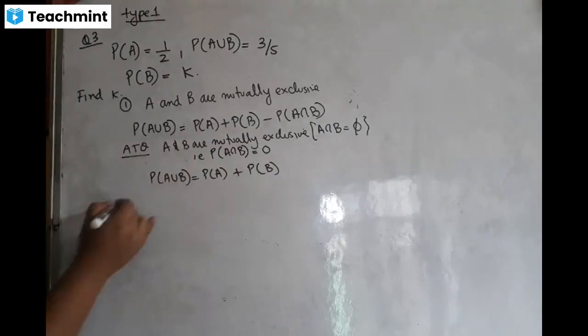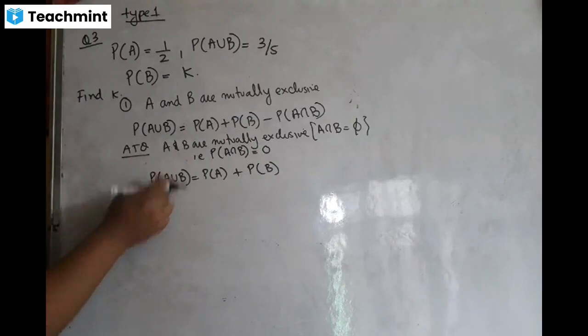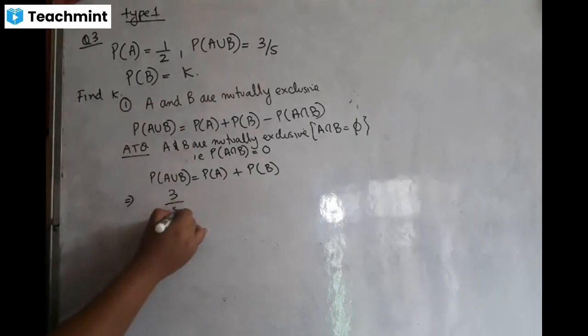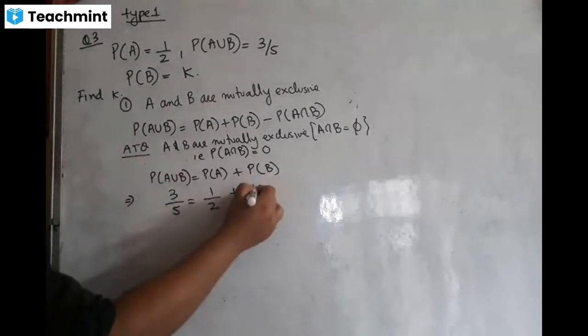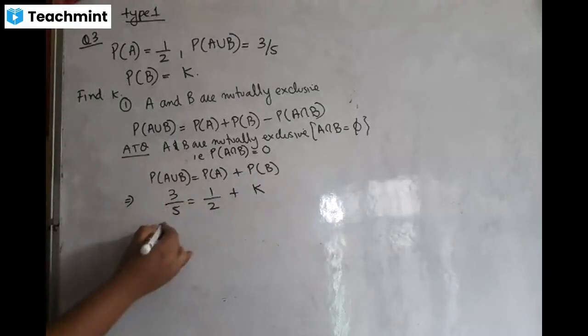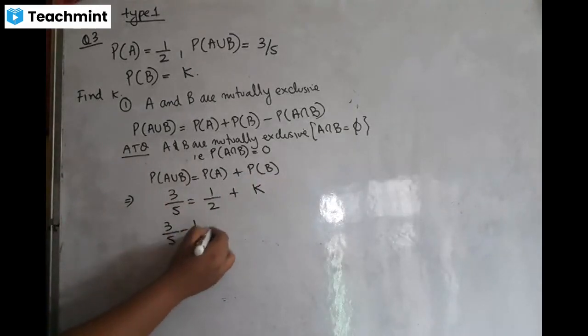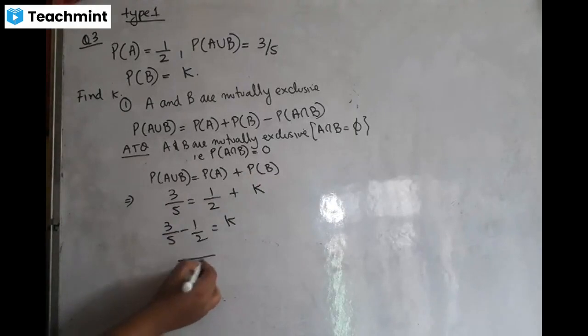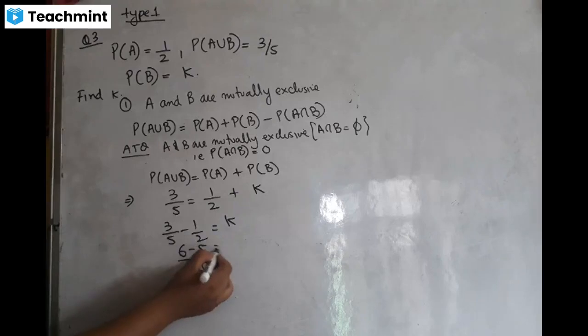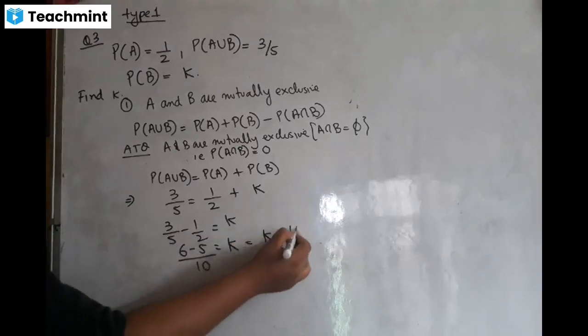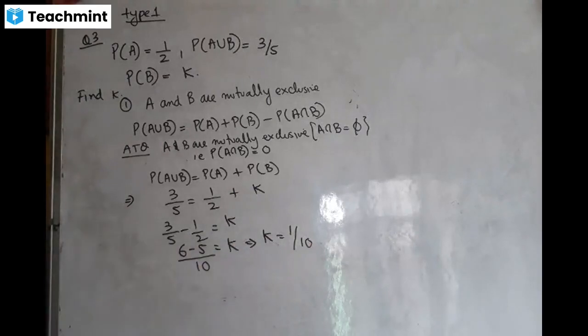Is that okay? Now put the value. What is probability of A union B? 3 by 5 equal to, what is probability of A? 1 by 2. And what is probability of B? It is K. So 1 by 2 comes this side. So 3 by 5 minus 1 by 2 equal to K. LCM is 10. 5 2s are 10, so 3 2s are 6, minus 2 5s are 10. So what's the value of K? K is 1 by 10, the first answer. So K equal to 1 by 10. So this is a question from the specimen paper.